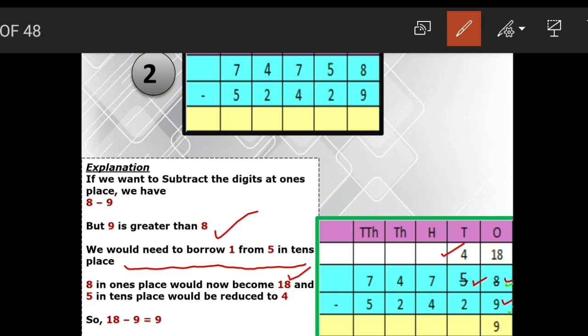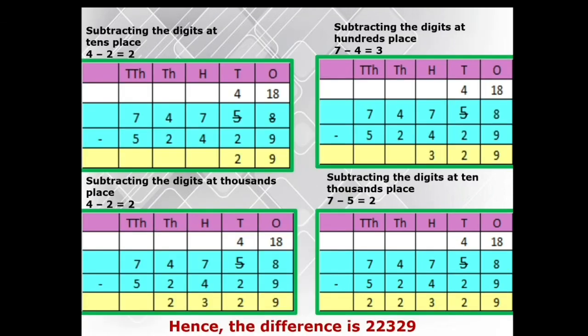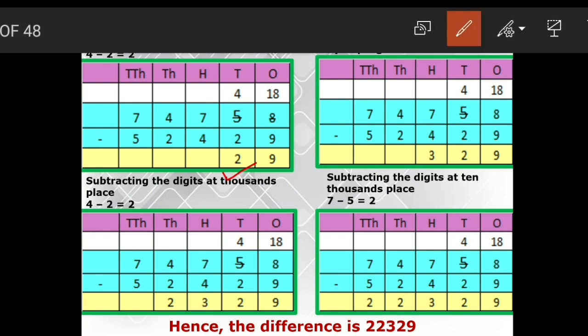Then 4 minus 2 we'll do in the next step. Here 4 minus 2 we got 2. Then we'll move on to hundreds place. 7 minus 4 we'll get 3. Then here in thousands place, 4 minus 2 we'll get 2. And finally in 10,000 place 7 minus 5 we'll get 2. Hence the difference that we get is 22,329.